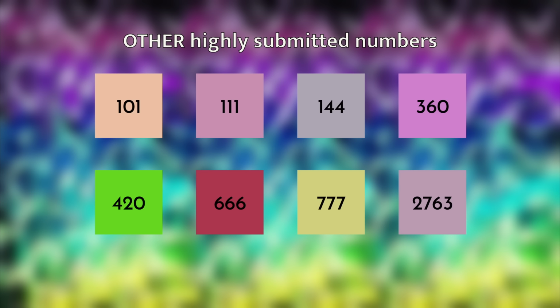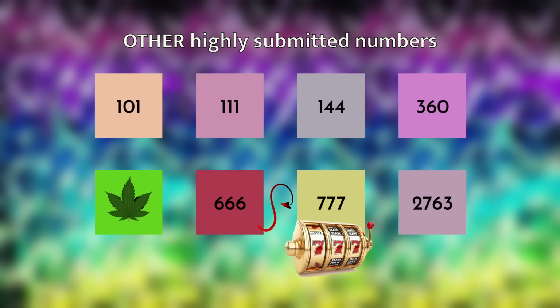As already stated, 420 was green because it's the weed number, and 666 was dark red as the devil's number. As for some of these other numbers, 777 ended up as a yellow because it represents winning the jackpot at a casino where I guess you win a lot of gold coins? I don't know, people didn't really explain this one in depth.